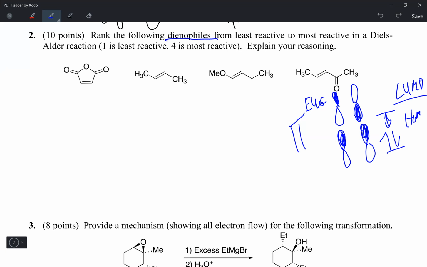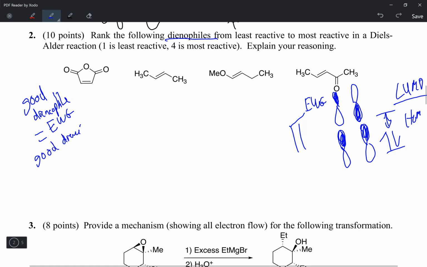I'll write it here too. Good dienophiles: excellent EWGs, right? Good dienes: electron donating groups, EDGs. Because the dienophile is electron poor, and you're trying to make it even more electron poor, which is what electron withdrawing groups do.